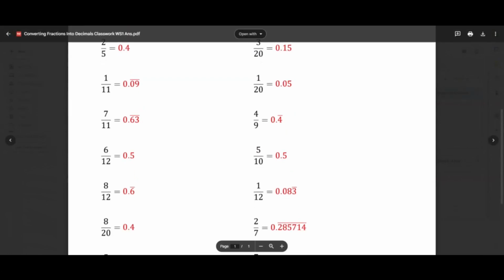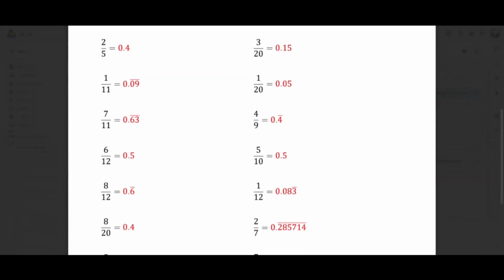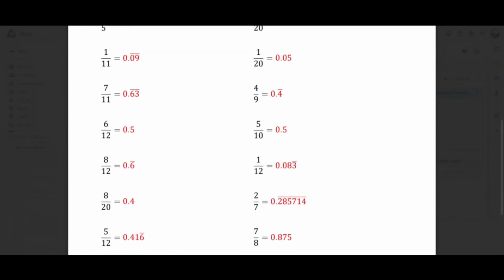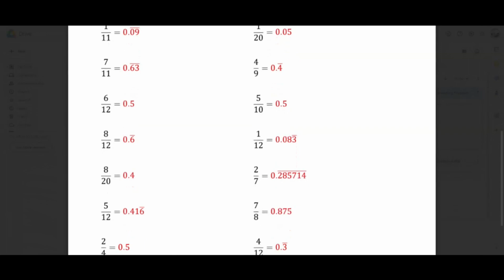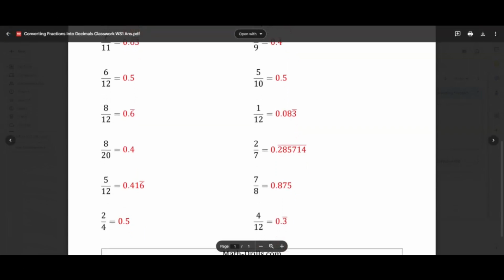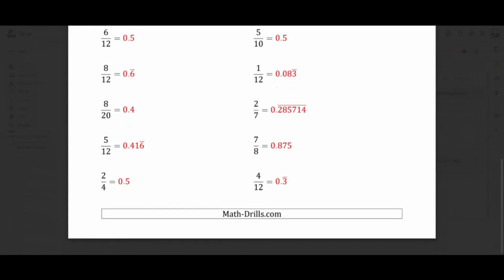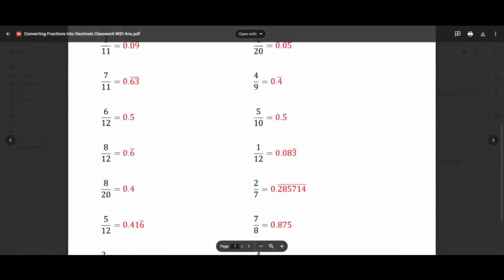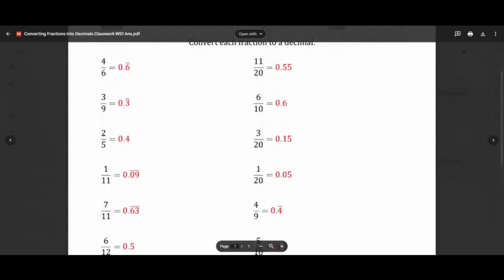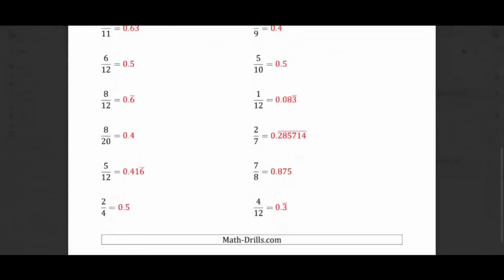This would be 0.64. This would be 0.50. 0.67. 0.40. 0.42. And 0.50. A couple of those might have been the same from the other sheet. So any questions on any of these converting the fraction into a decimal?